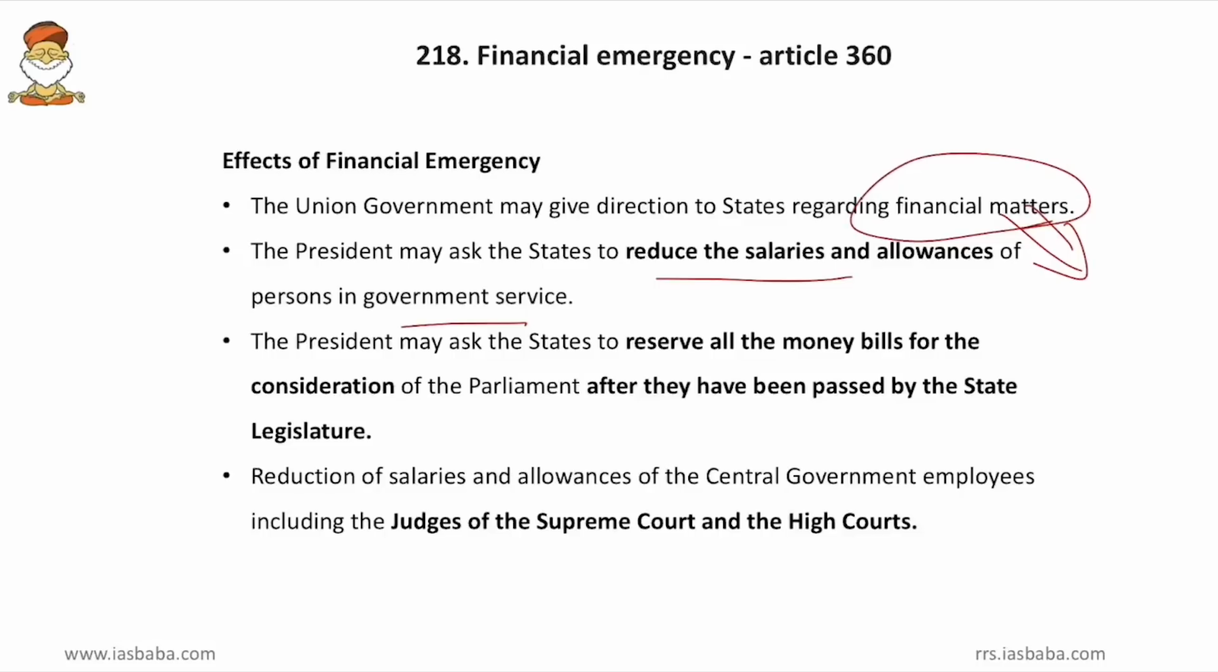Then, the President may ask the states to reserve all bills for the consideration of Parliament after they have been passed by the state legislature. So, all the money bills which deal with finances will have two stages of scrutiny. One is by the state legislature and the second by the central legislature or Parliament. Then, reduction of salaries and allowances of central government employees, including judges of the Supreme Court and the High Courts. So, even the judicial officers have a reduction in salaries.